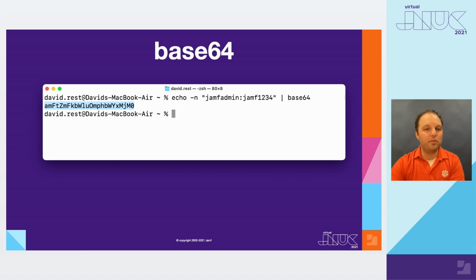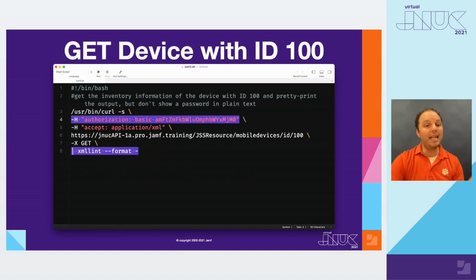On the next line, you see this random string, AMFTZM, and so on and so forth. These are our base64 obfuscated or encoded credentials. So what this looks like now is the same command, but instead of a -u with user and password, we're going to use another header flag. So again, -H, authorization basic, and then my credentials.